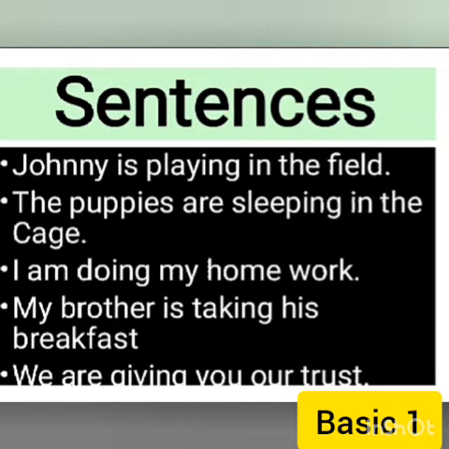The last sentence says, we are giving you our trust. Can you tell me which one is the present continuous tense there? Excellent. The word giving. These are some of the sentence examples of the present continuous tense, and I believe that you can form other sentences for the present continuous tense.